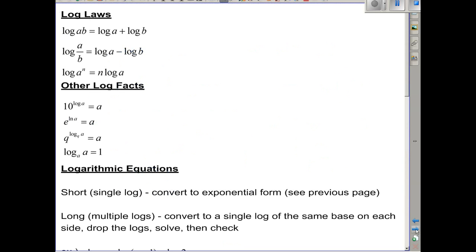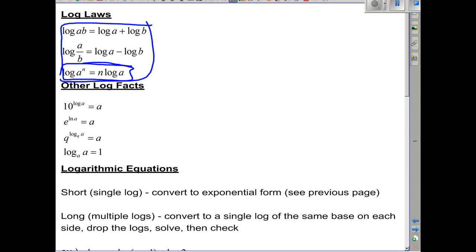Let's take a look at our log laws. I didn't show any bases here, so they're assumed to be base 10. But they'll work for any base. So log of AB is the same as log A plus log B. Log of A over B is log A minus log B. And this one right here tells you that you can bring your exponent down. And that's what we've been doing in the last few questions.